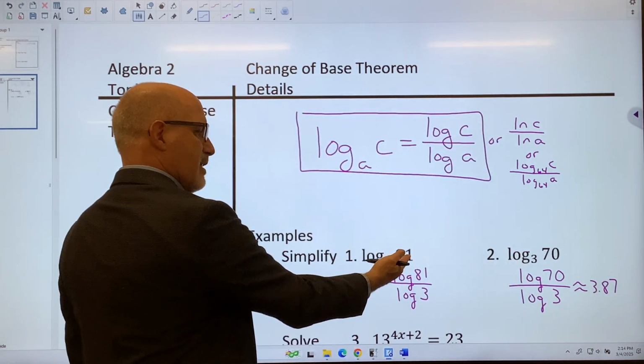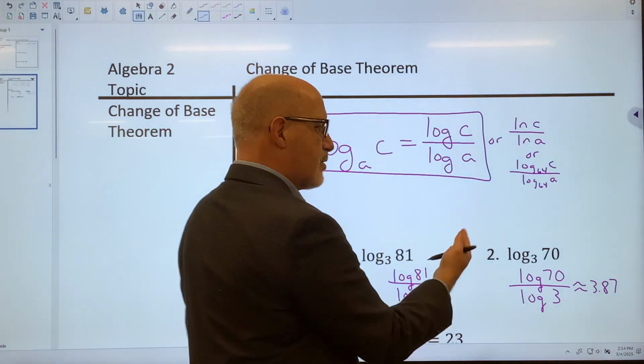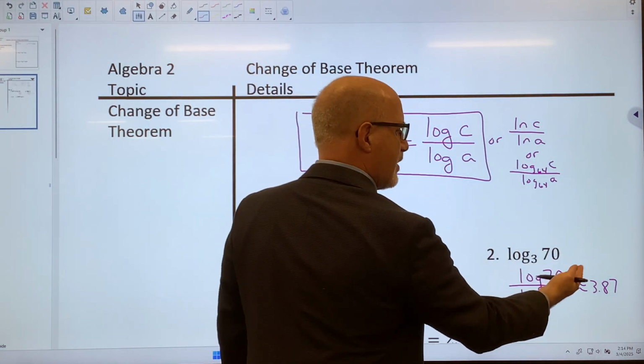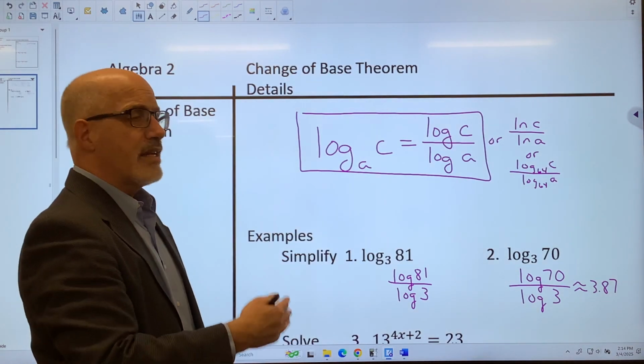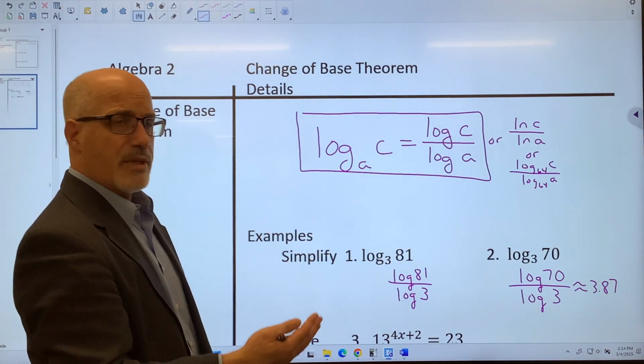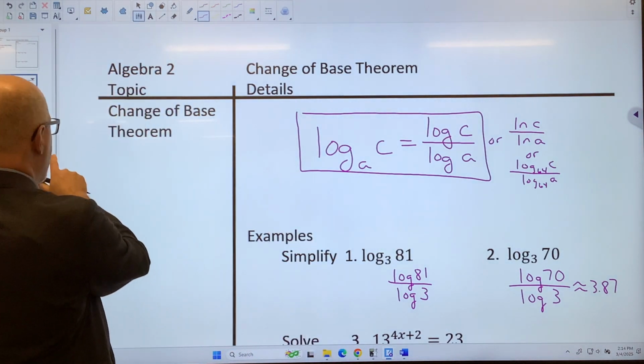Now that makes sense. It's a little less than this one. Instead of taking 81, 3 to what power would equal 70? Well, it's going to be more than 3, because 3 to the third is 27. It's not going to be 4, since 3 to the fourth is equal to 81. It's going to be somewhere in between those two.